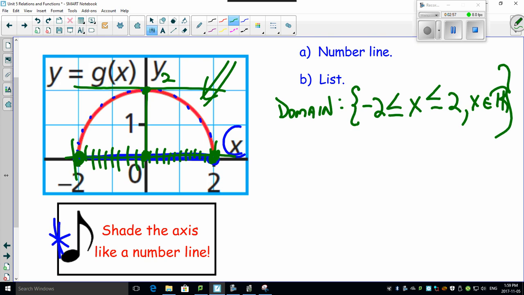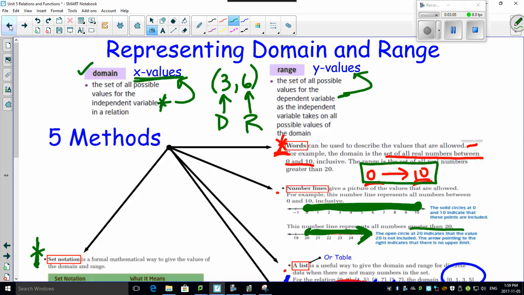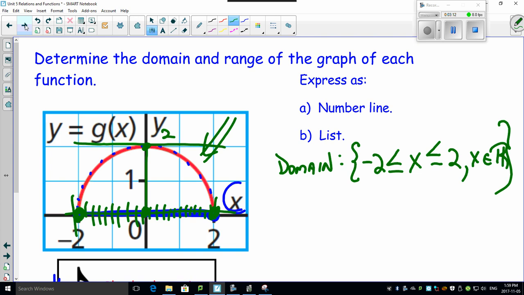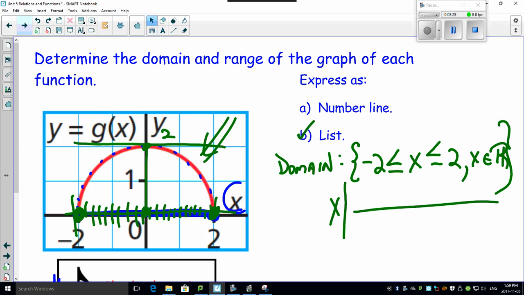Now, this looks an awful lot like another type of notation. And if you remember, that looks an awful lot like the notation right here. Set notation. Yes, it's very, very similar. But set notation includes a little bit more formal language, where you would say x such that, and then you would make this exact same statement. So really, there's not too much of a difference between using a list and using this wonderful domain statement and that type of notation. Okay, enough.